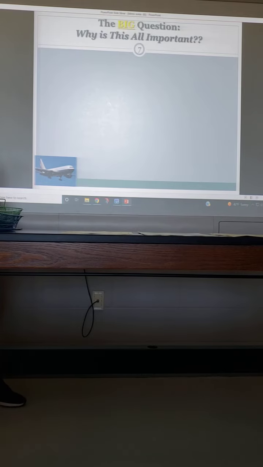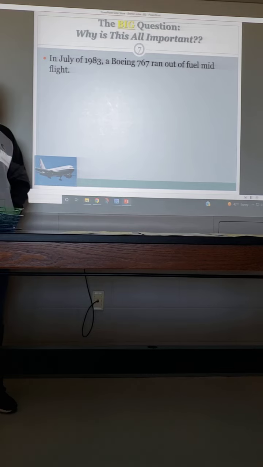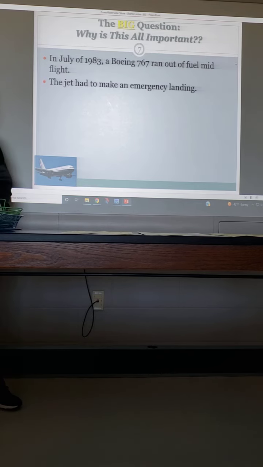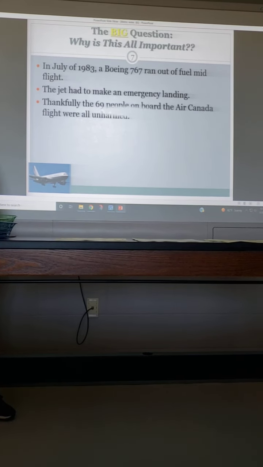Okay, so why is this all important? Who really cares? Besides, it's in school and you have to learn it because the state tells you to. Well, this can cause some big problems if we don't realize that everybody else is using the metric system. So in July of 1983, a Boeing 767 ran out of fuel mid-flight. That's a problem, right? Thank goodness they were able to land safely. Nobody was injured. But the jet did have to make an emergency landing, obviously. And so thankfully the 69 people were unharmed.